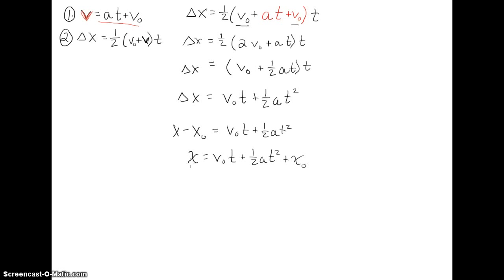And then the last thing, I'm just going to reorder this. Like in your math class, your quadratic is y equals ax squared plus bx plus c. I want it in the same order. So for the final equation, which I'll write up here, we have x equals 1/2 at squared plus v naught t plus x naught.